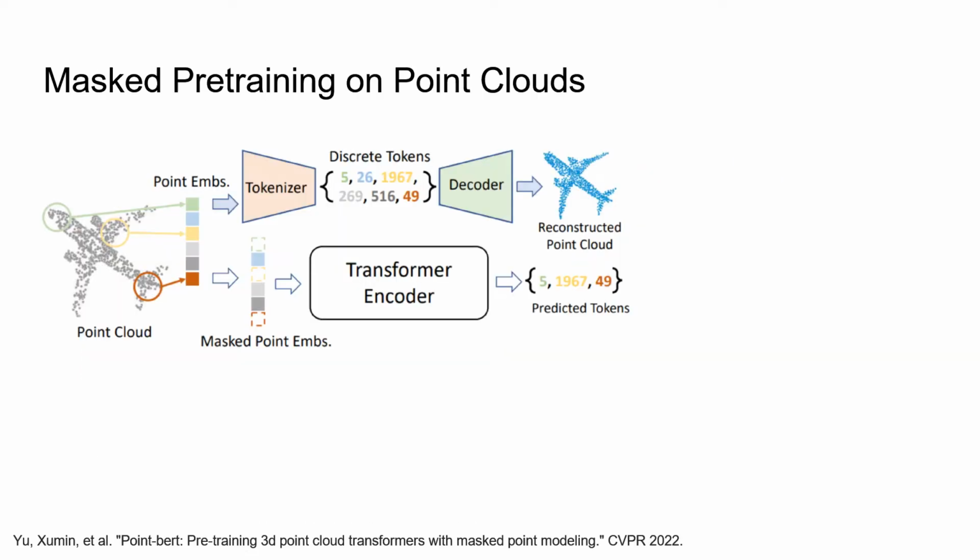Masked modeling has been successful in self-supervised learning in natural language processing. Recently, PointBERT adopts its idea for point clouds. First, it trains a DGCNN network as a tokenizer that can represent the input point cloud with a set of discrete tokens. Then it masks out a portion of the point embeddings, feeds them into the encoder, and trains it to re-predict the generated discrete tokens.